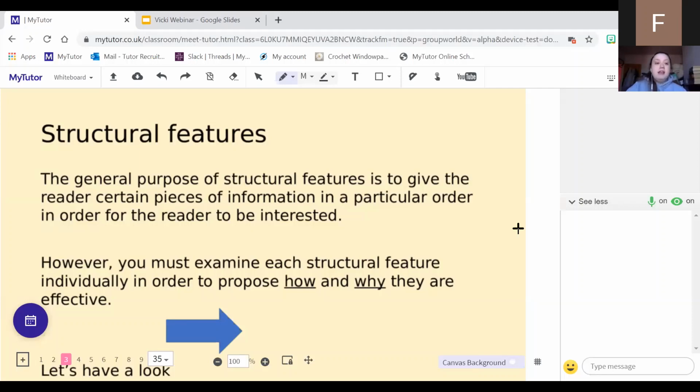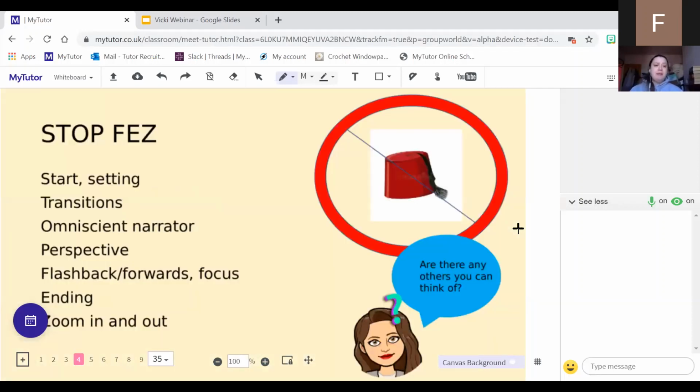So structural features then, so this is a really rubbish little mnemonic that I use. It's a whole load of letters that didn't fit particularly well together, so I went for stop fez. So this was the best I could do with what I had. So I'm going to run through all of these features today, and then we'll see how we go, and I'm going to try and apply it to a text, so hopefully we'll get through all of it. So we've got start, setting, transitions, omniscient narrator, perspective, flashback or forwards, focus, ending, and zoom in and out. So those are a variety of structural features.